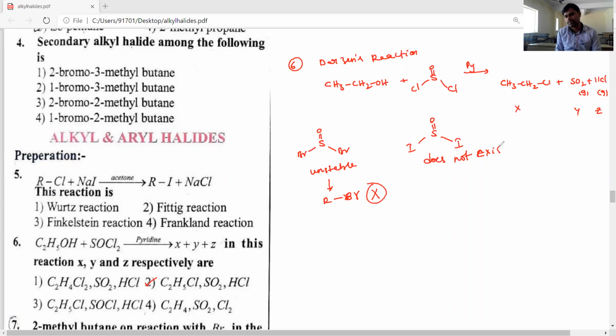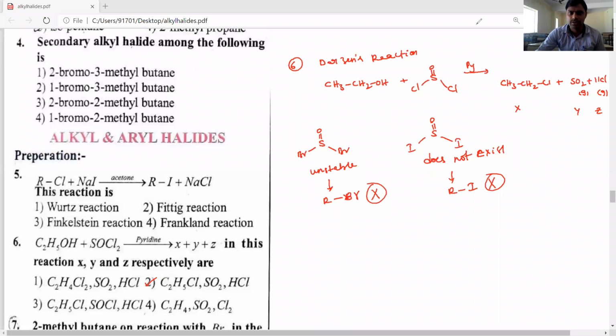Exist. So that's why alkyl iodides also we cannot prepare in this method. So in Darzens' process, only alkyl chlorides we can prepare. It is not possible for the preparation of alkyl bromides and alkyl iodides.